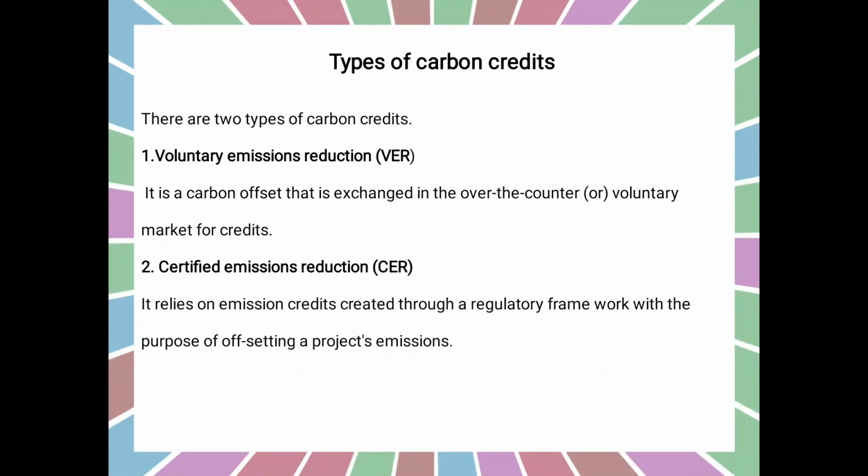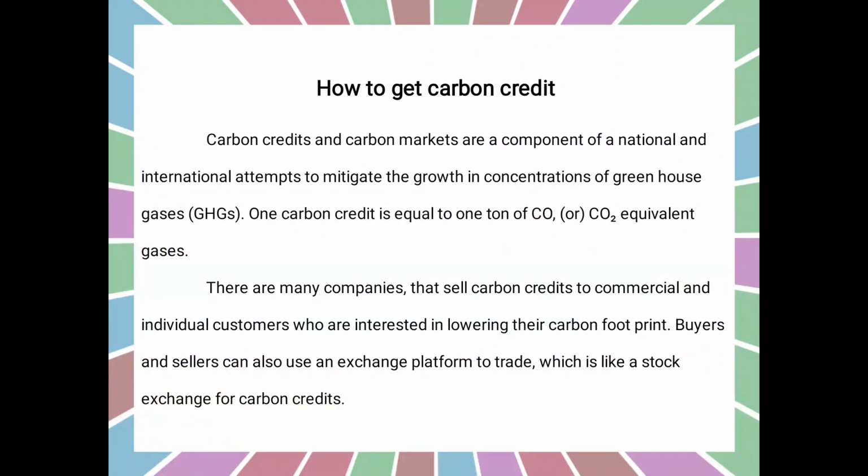Types of carbon credits. There are two types. Voluntary emission reduction. It is a carbon offset that is exchanged in the over the counter or voluntary market for credits. Certified emission reduction. It relies on emission credits created by a regulatory framework with the purchase of offsetting a project's emissions.